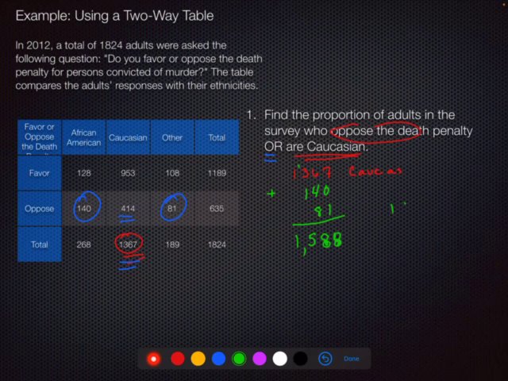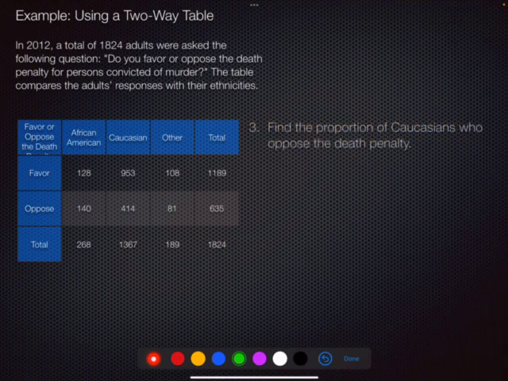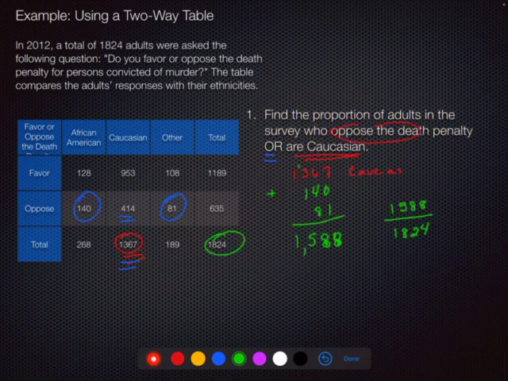So that's 1,588 out of the total number of adults, which is 1,801. And that one actually, we should quit jumping like that. Let's go back here. This comes out to 0.871 or about 87.1% were either Caucasian or opposed the death penalty.